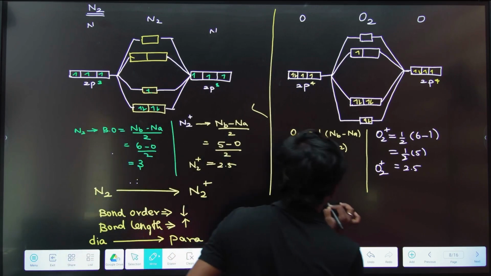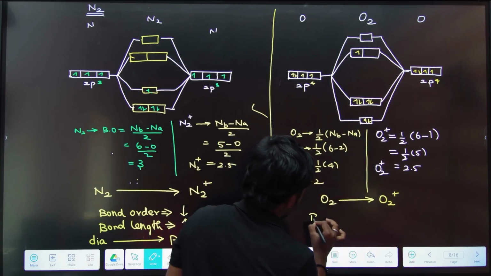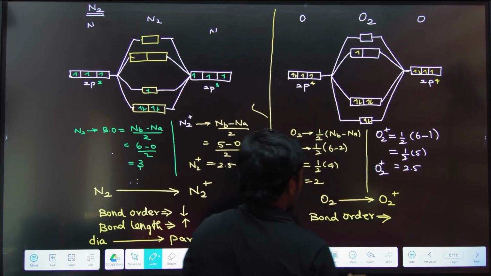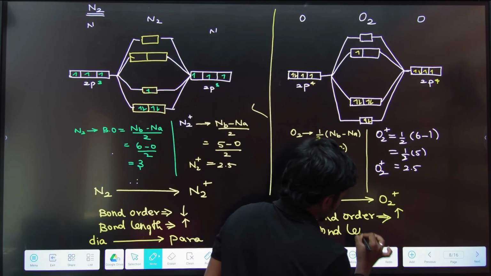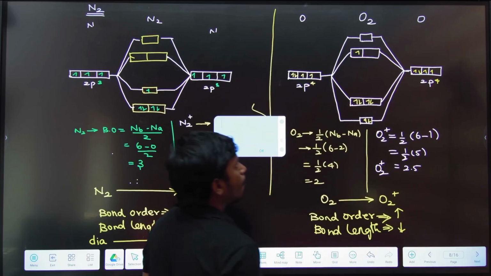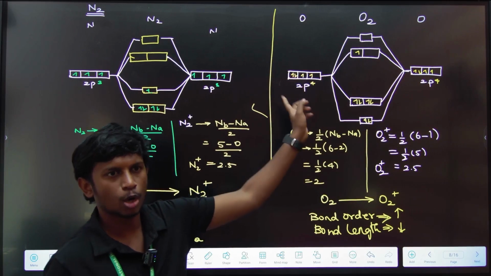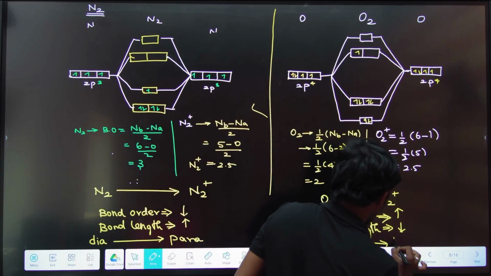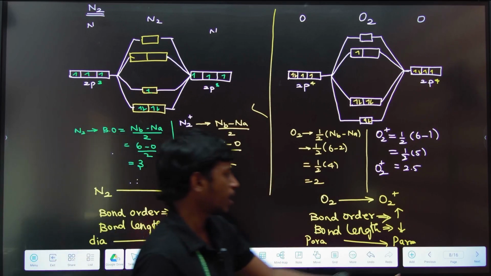Moving here, O2 plus மாறுது. What about the bond order? The bond order is 2 to 2.5, increases. Then bond length decreases. Then about the paramagnetic behavior, initially 2 unpaired electrons were there, now only 1 electron is there, so it is also paramagnetic, இருந்தாலும் paramagnetic property குறையுது because the number of unpaired electrons is decreasing.